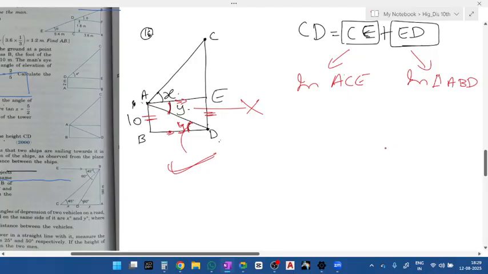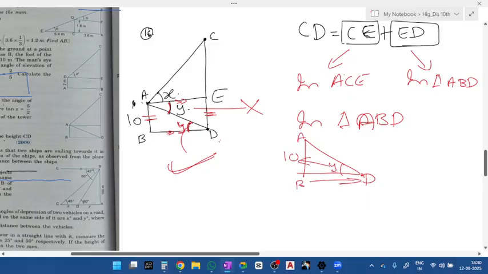Why ABD? Tell me why ABD. One angle is given and one side is given, right? So look here, in triangle ABD, this is how we have to solve. First, you should know what we need: CE plus ED. ED is in the triangle ABD because ED and AB are the same. In ABD, which angle is given here? Angle Y is given, right? The opposite side is given, and what do we need to find? We need to find the base, BD.